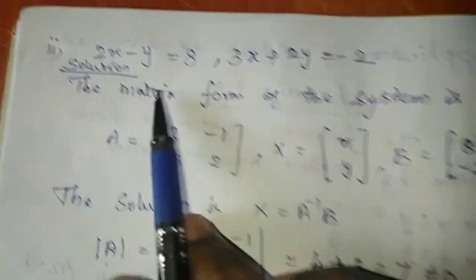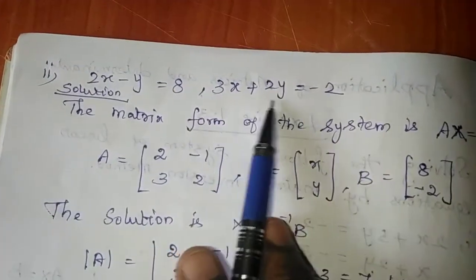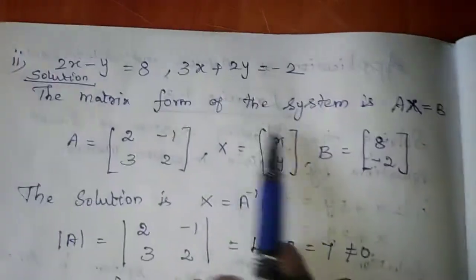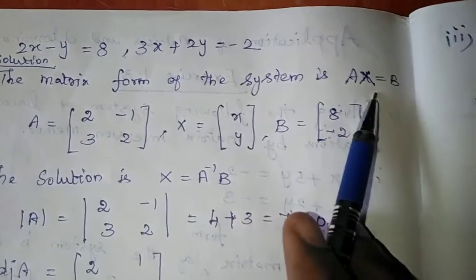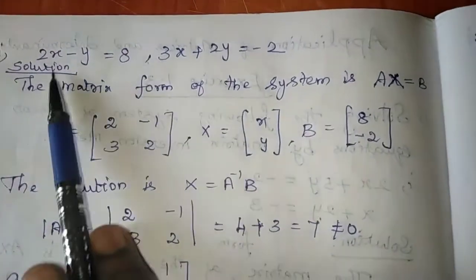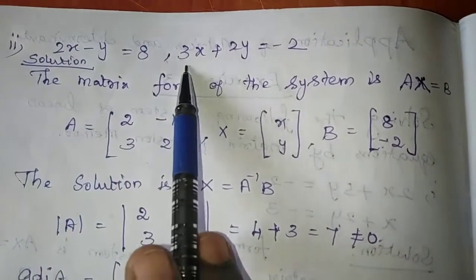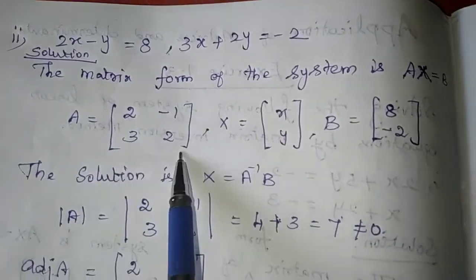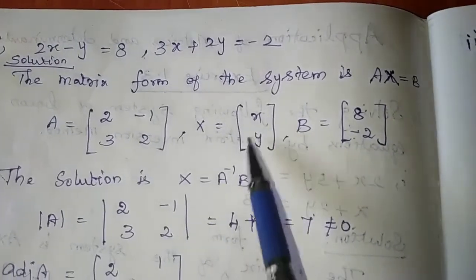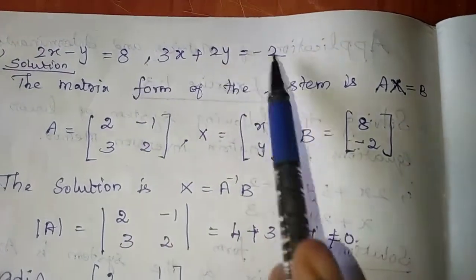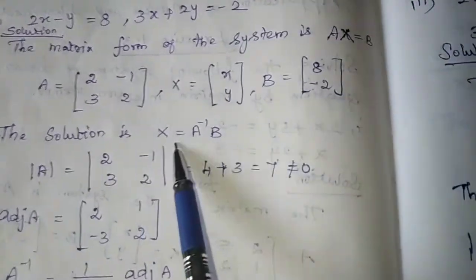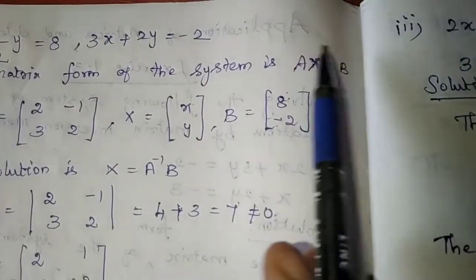We get the answer. Similarly, the second sum: 2x minus y equals 8, 3x plus 2y equals minus 2 is given. The matrix form of the system is AX equal to B. Now, A equal to 2, minus 1, 3, 2. X equal to the unknowns x, y. B equal to the constants 8, minus 2. The solution is X equal to A inverse B.